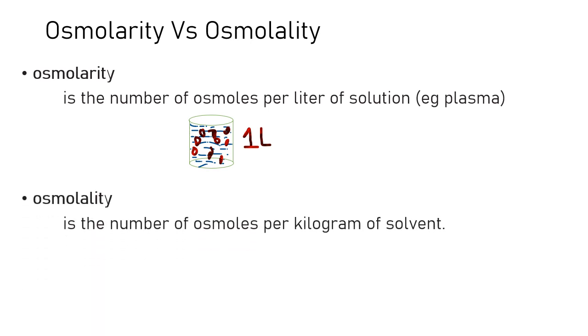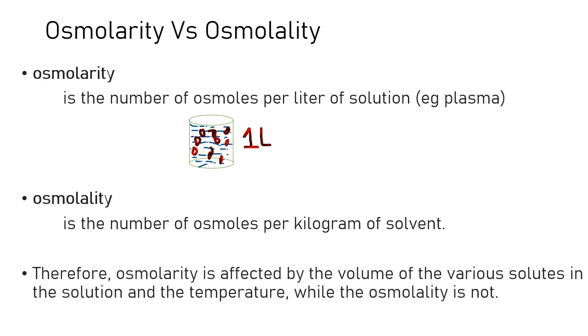Then how about osmolality? It's the number of osmos per kilogram of a solvent. So in 1 kg of a solvent, the number of osmos that are dissolved in there is defined as osmolality. Therefore, osmolarity is affected by the volume of various solutes in the solution and the temperature, while osmolality is not, because osmolality is affected by the mass. Okay, I hope that makes sense.